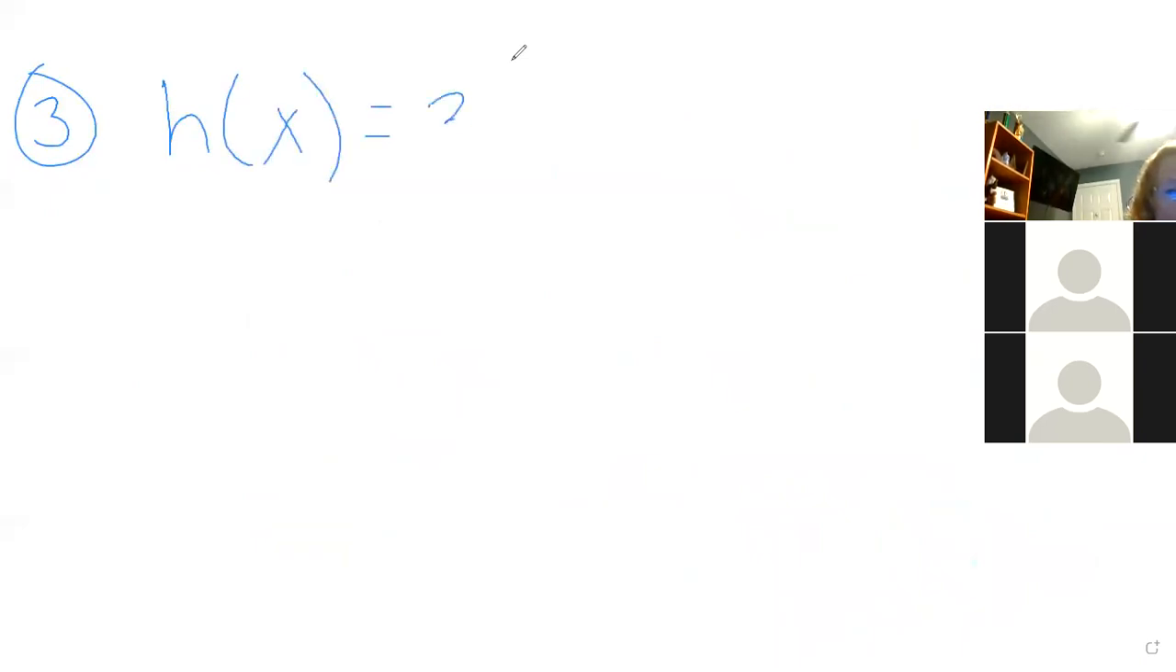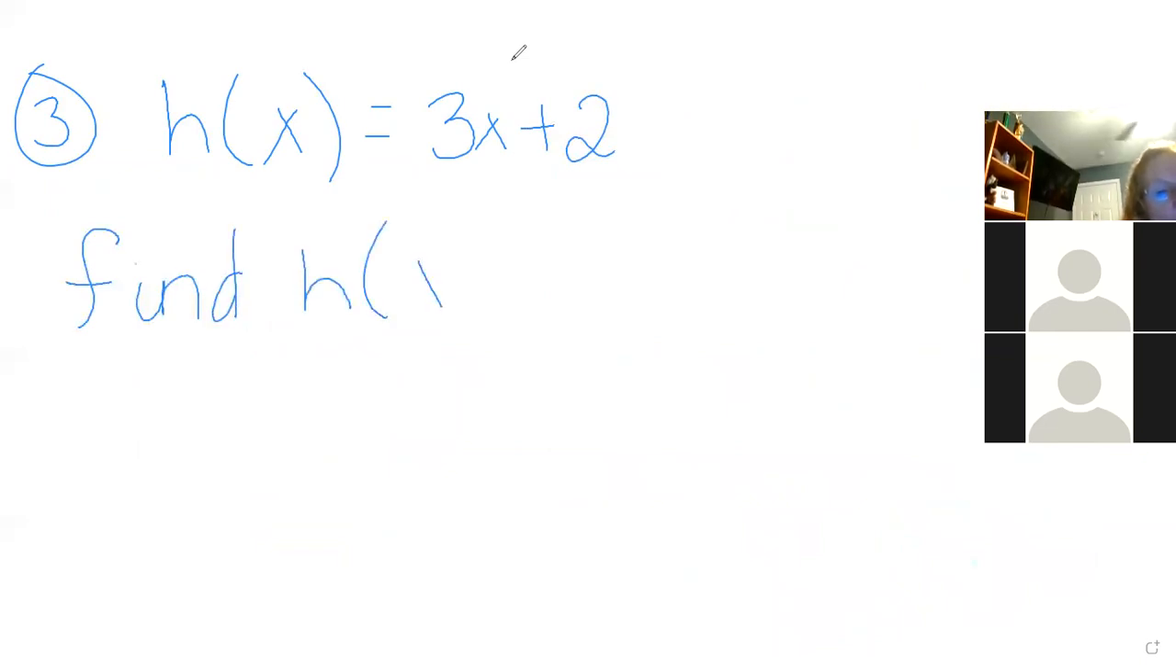So, I think this is problem number 3. We're just going to call it that. I'm going to say, let h of x be 3x plus 2. And what I want you to do is find h of x squared. Now we're going to do a couple of these, okay?